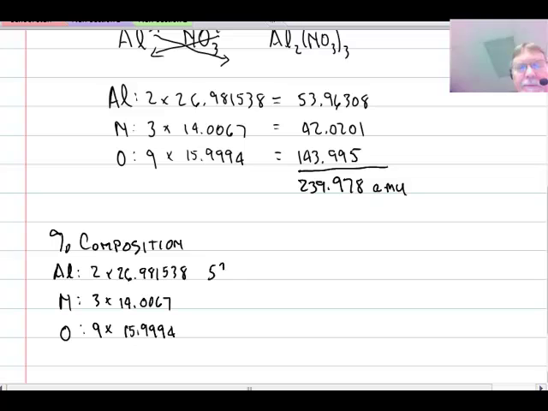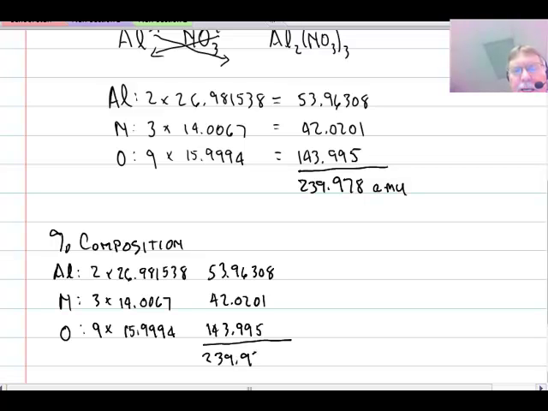Okay, so we have 53.96308, 42.0201, and 143.995. We add those up and we get 239.978. Now, what percentage of that compound is aluminum?